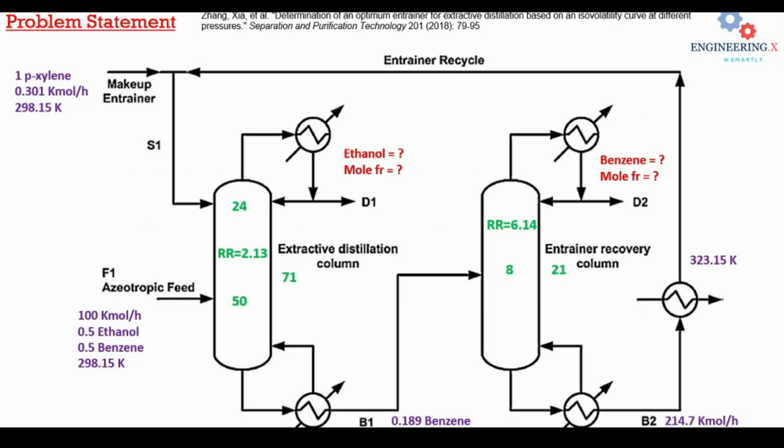So today's problem, I took it from a research article, and I am citing the research article here. It's the determination of an optimum entrainer for extractive distillation based on isovolatility curve at different pressure. So for comparison and for further reading, you can go to this article and check your result and compare it. So this is the flow sheet that we will develop in DWSIM.